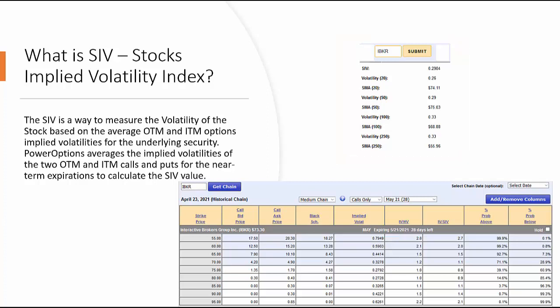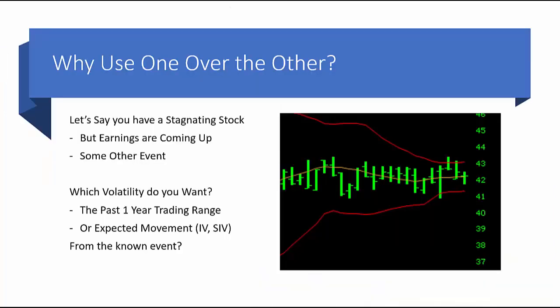But the SIV, the Stock's Implied Volatility Index, is the average of the in-the-money and out-of-the-money calls and puts for the near-term expiration dates. It's taking an average of the closer-in options as a volatility measure of how all options in the near term are expected to react in the market based on their average implied volatilities. Why would we use one over the other?